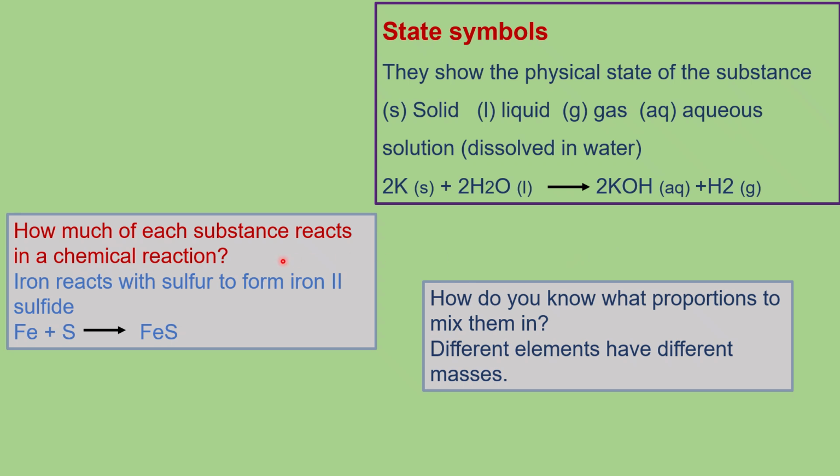Now, how much of each substance reacts in a chemical reaction? Iron reacts with sulfur to form iron 2 sulfide. Iron is Fe. S is sulfur. Iron reacts with sulfur and they form iron 2 sulfide. But how much do you put of iron and of sulfur to have a chemical reaction?